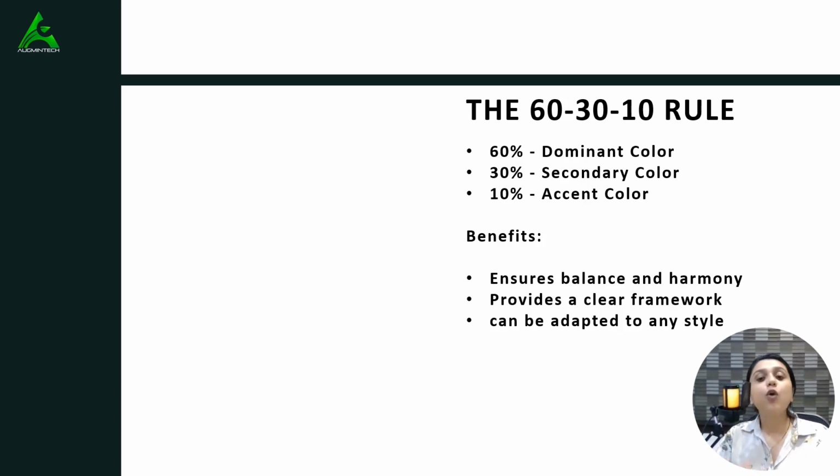Now what are the benefits of using a rule like this? It ensures balance and creates harmony. It provides a clear framework and it can be adapted to any style. When you are thinking about 60-30-10, you are already thinking about the 3 colors you want to use. When you already know the percentage of the color to be used, it makes it easier for you to apply color in the space.